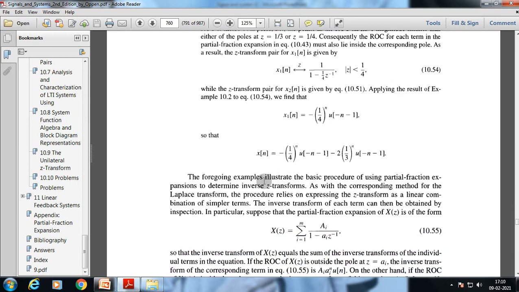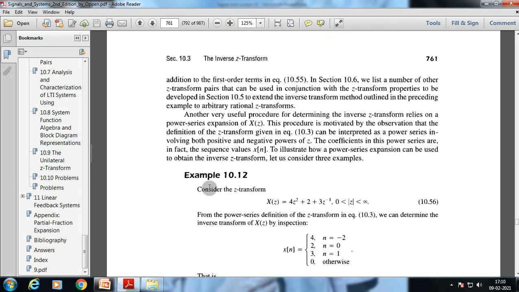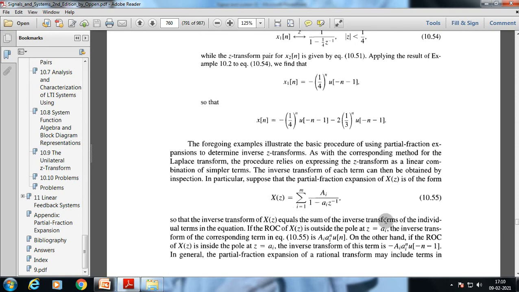The foregoing examples illustrate the basic procedure of using partial fraction expansion to determine the inverse z-transform. As with the corresponding method for the Laplace transform, the procedure relies on expressing the z-transform as a linear combination of simple terms. The inverse transform of each term can then be obtained by inspection. In particular, suppose that the partial fraction expansion of X(z) is of the form this. So the inverse transform of X(z) equals the sum of the inverse transforms of the individual terms in the equation. If the ROC of X(z) is outside the pole at z equal to a_i, the inverse transform of the corresponding term is as in the equation. On the other hand, if the ROC of X(z) is inside the pole at z equal to a_i, the inverse transform of the term is this.